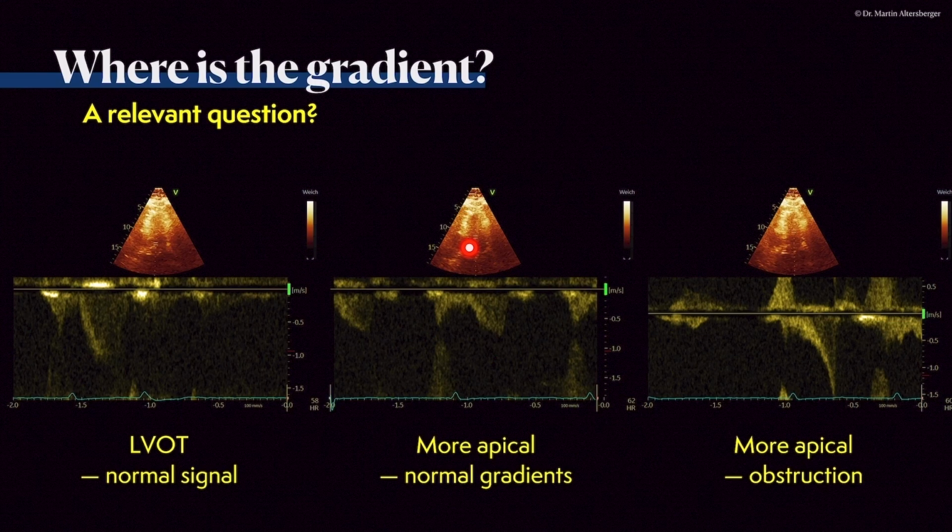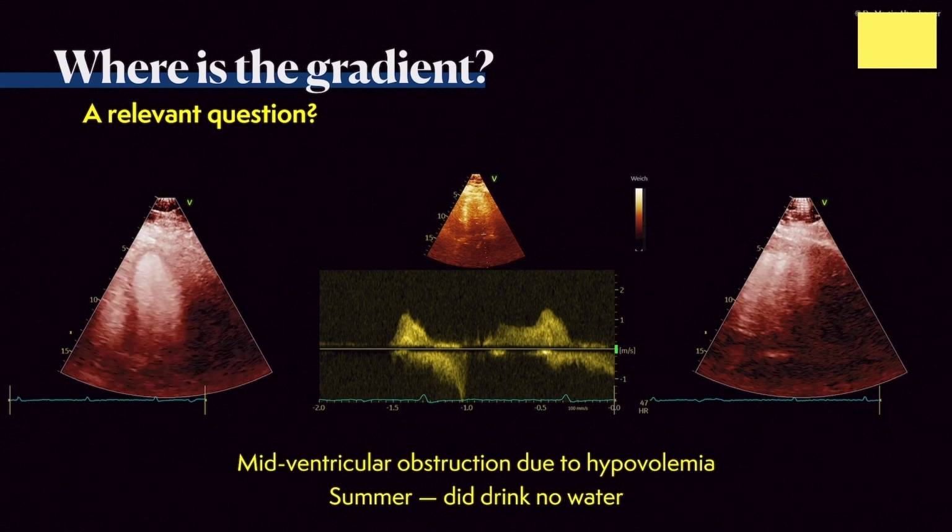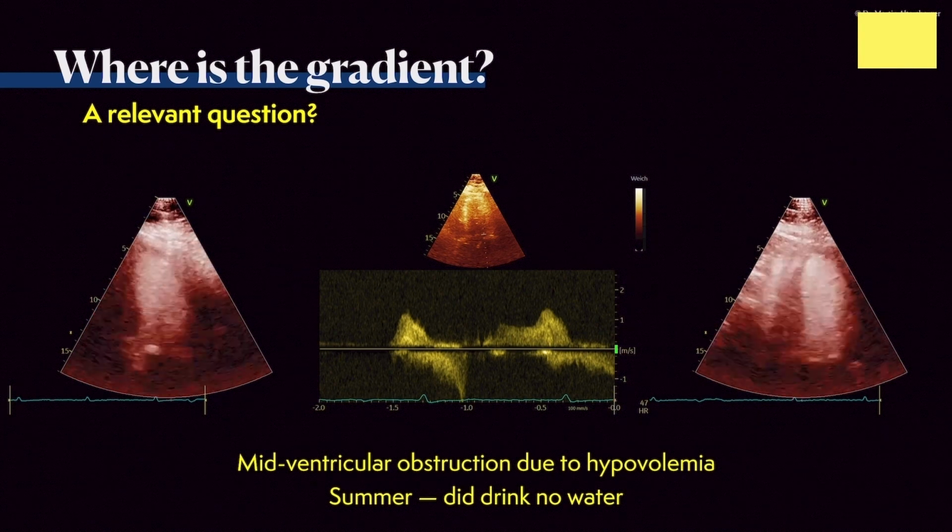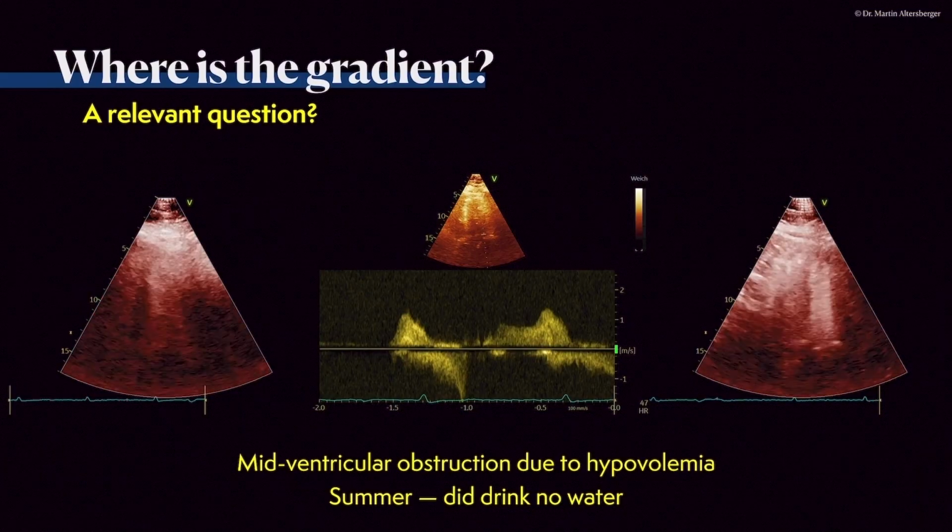You go more apical and you see that here still is no relevant gradient. But when you go even a little bit more inside the ventricle, so the mid-ventricular area over here, you see suddenly there is this steep curve, this dagger-shaped signal. So this is a case of mid-ventricular obstruction. And it becomes even clearer when you use contrast imaging.